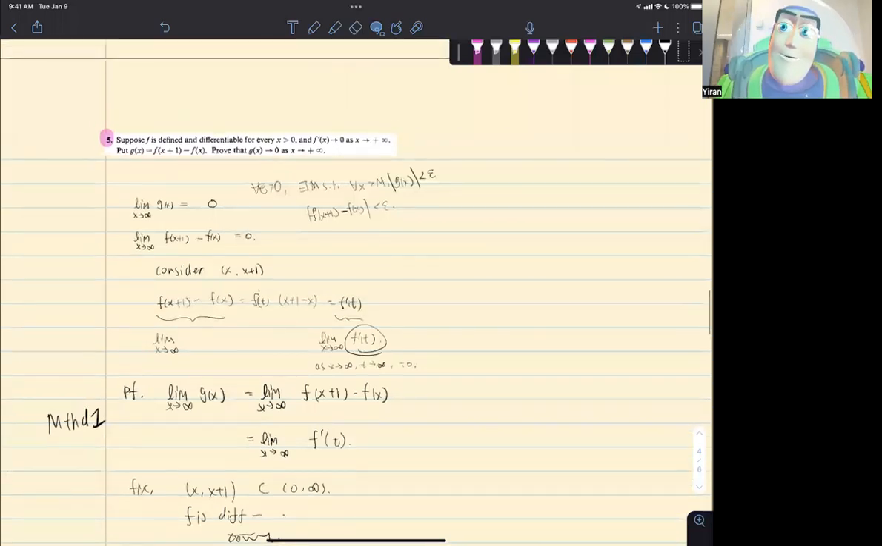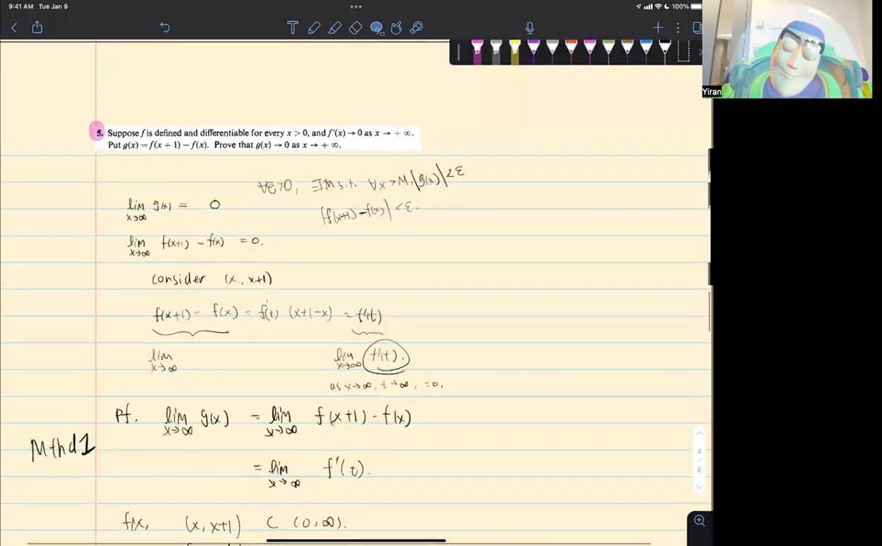Okay, let's look at the next problem. We have a function f that is differentiable for every x larger than 0, and we are given that f prime of x converges to 0 as x converges to infinity. Here, I think the domain of f, if it's not specified, is just the real line. And then we define g of x as this, and we want to show that g of x converges to 0 as x converges to infinity.